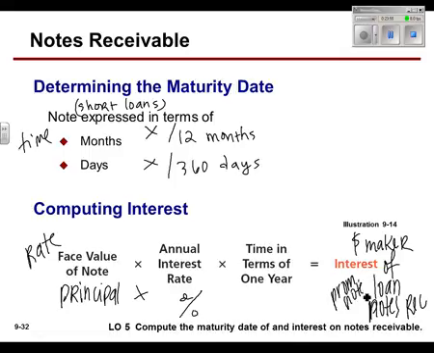So if I go borrow $1,000 at a 4% interest rate and I say I'm going to pay you back in 6 months, that calculation is going to say, okay, not only do I need to pay back that principal or that face value, but based on the interest rate and how long I'm going to borrow this money from you, I'm going to have to pay you what's called the interest on top of that.